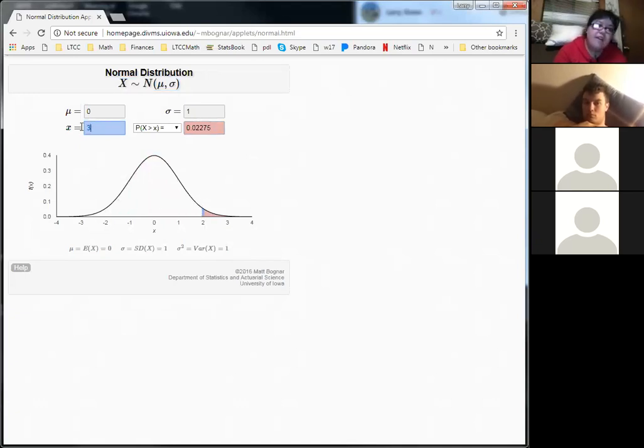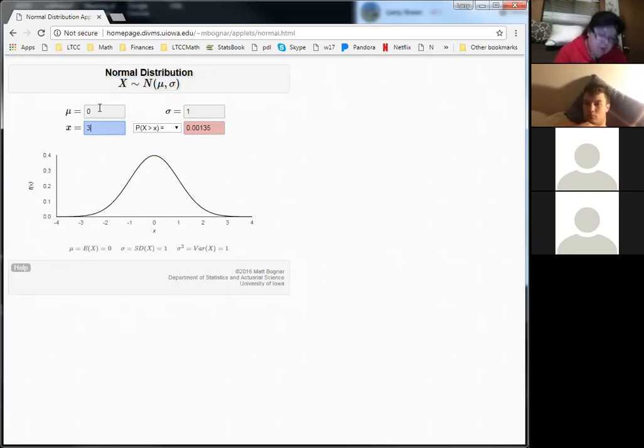If you have 3 standard deviations, you can hardly even see it. It's just about everything. 99.7% of the data, or the area, is in between -3 and 3. Okay, any questions on that?